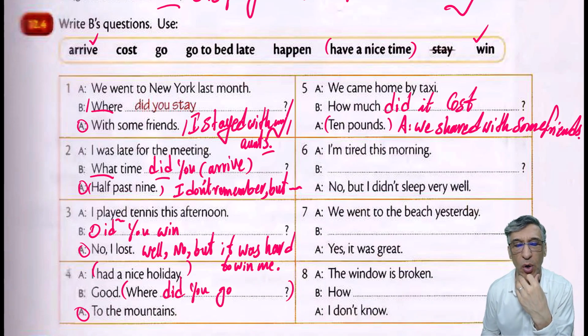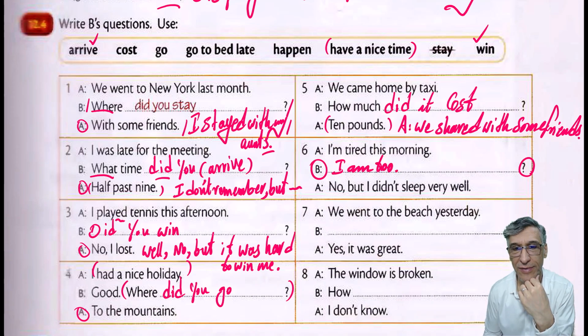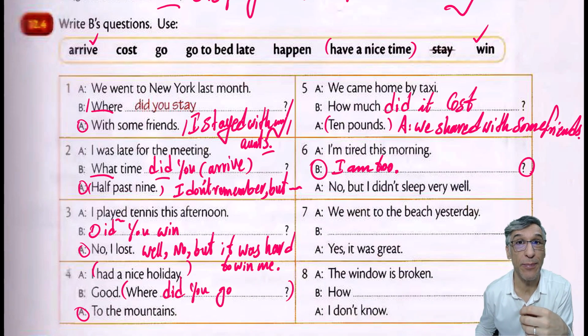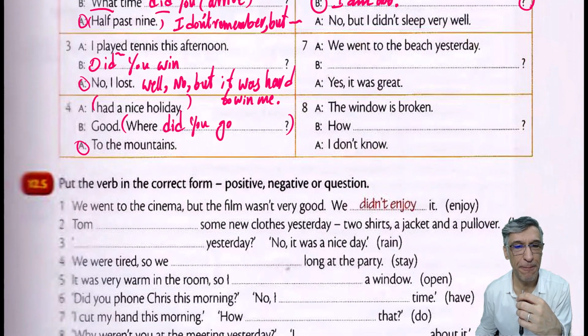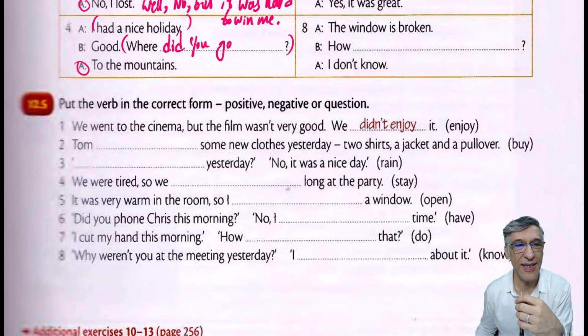I am tired this morning, and you can answer it or make a question. I am too. Yes, you can say this too. You do not need to make a question. Okay, it's very easy. Try to talk to the book. The book is already a nice place. It's a very easy book. Okay? And here is the last exercise of 12.5.